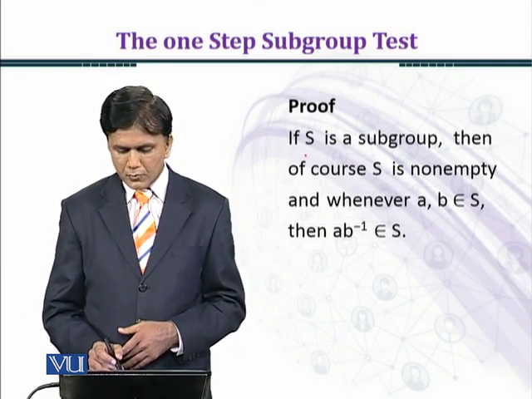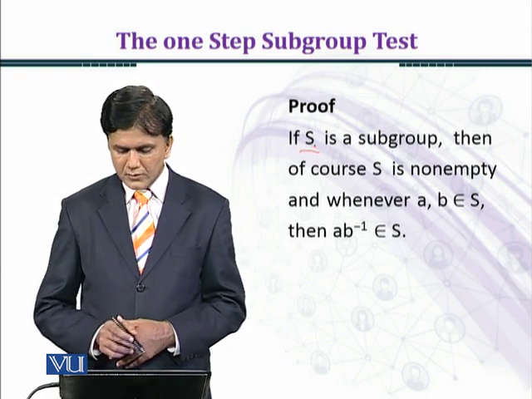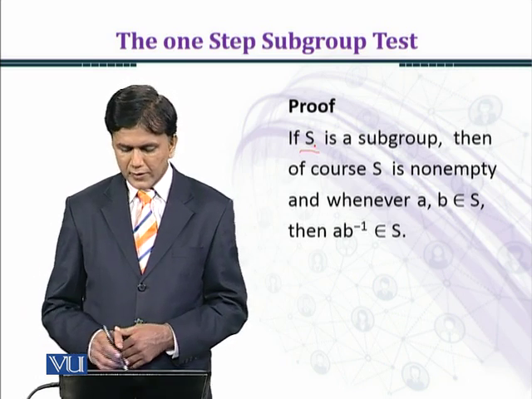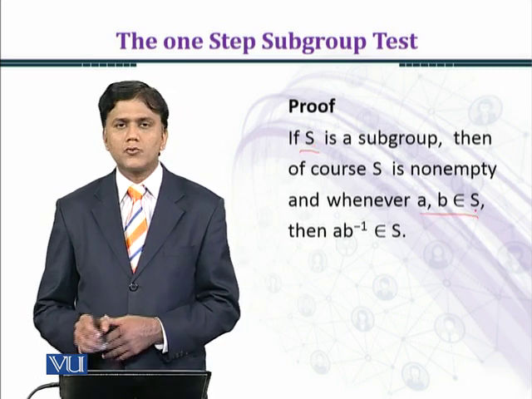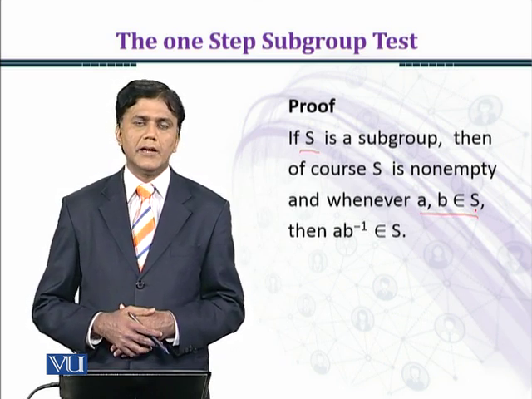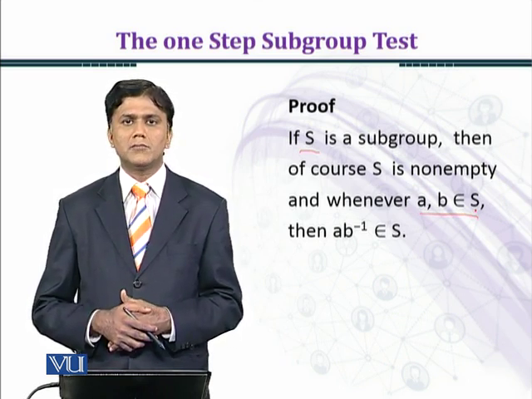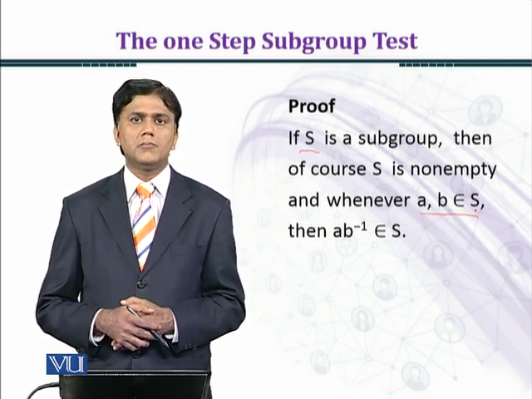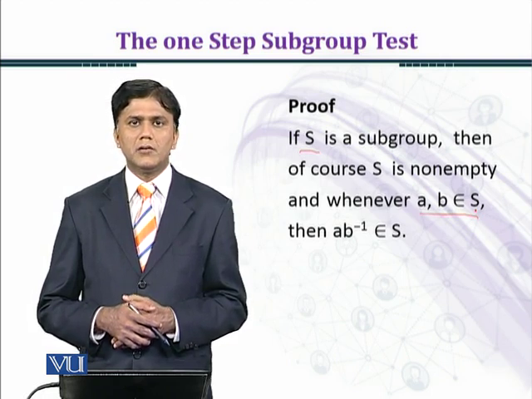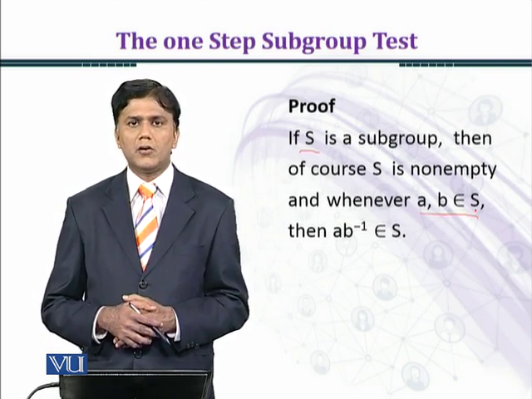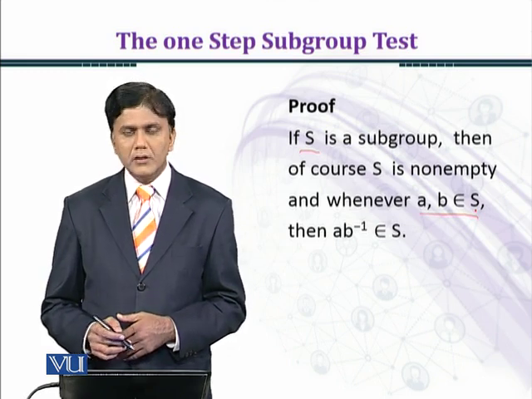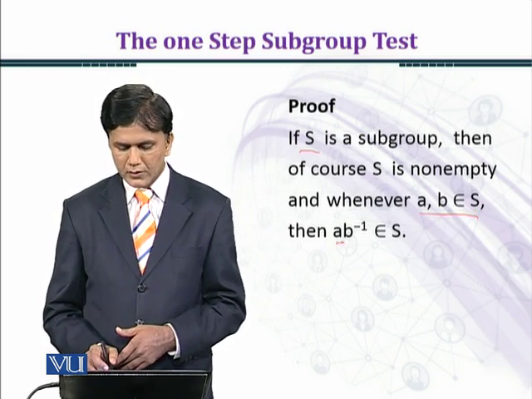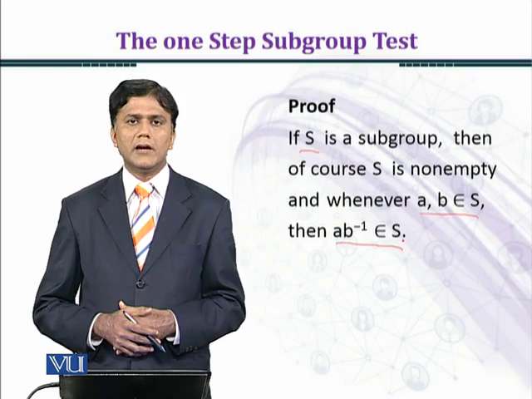If S is a subgroup of G, then S is non-empty. This is of course. And whenever a, b belongs to S, then b inverse belongs to S because S is a subgroup of G and S itself is a group, and it will satisfy all the axioms of a group. So b inverse also belongs to S, and by the closure property, a b inverse belongs to S.